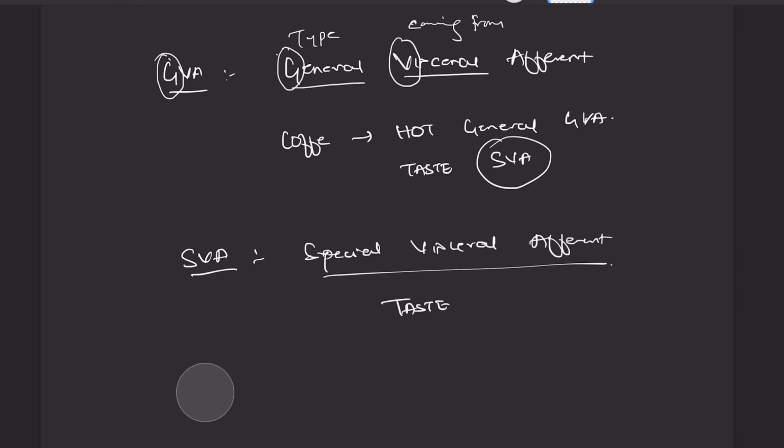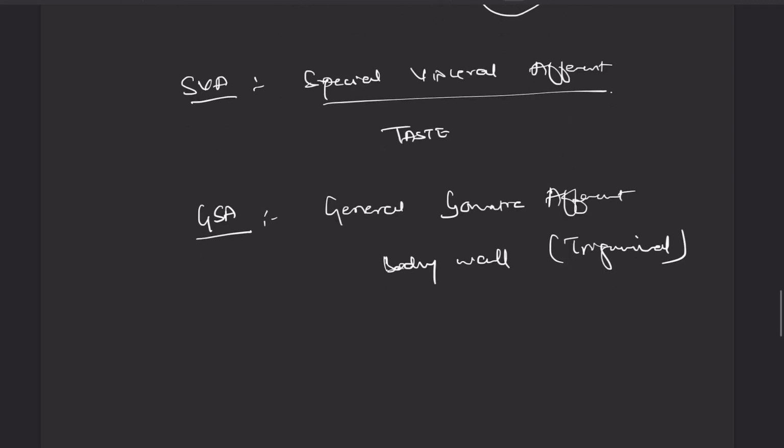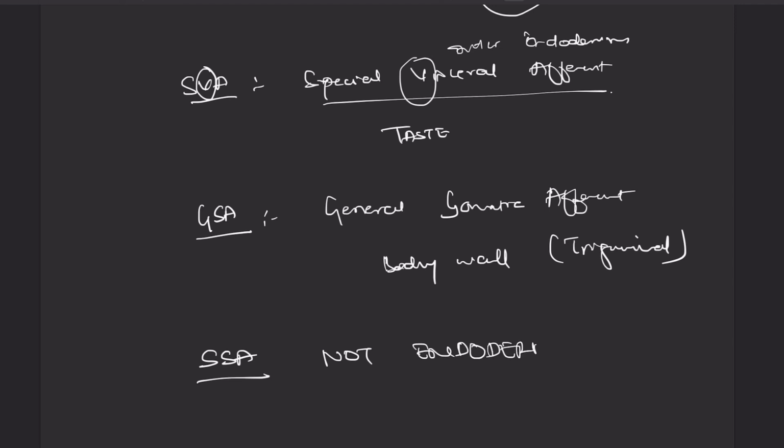Now coming to the GSA, the general somatic afferent. It is the general sensation from the body wall. That is the trigeminal, because it is from the trigeminal nucleus. Now coming to the SSA. Remember, viscera are internal organs derived from endoderm, so SSA is not endodermal. These are special sensations which are not endodermal in origin, like olfaction, which is ectodermal, and vision.